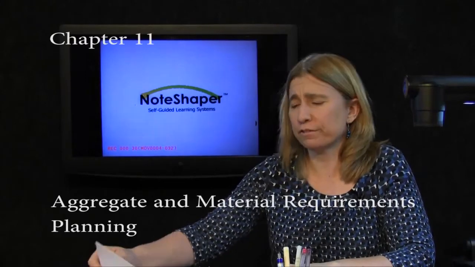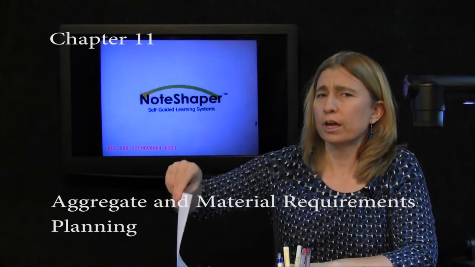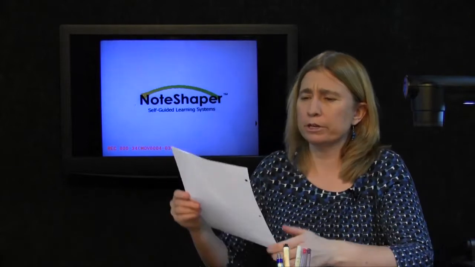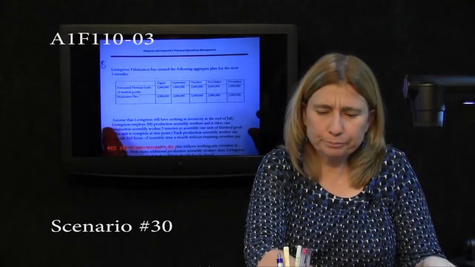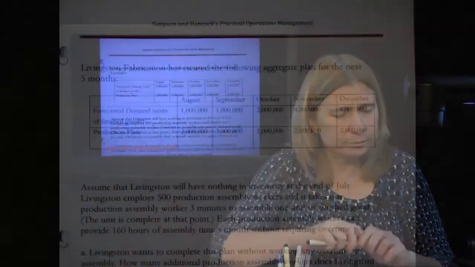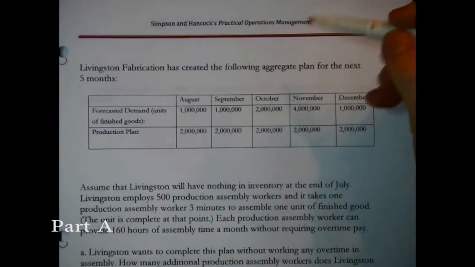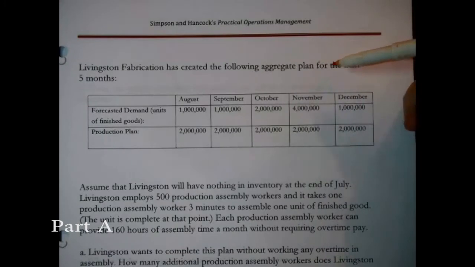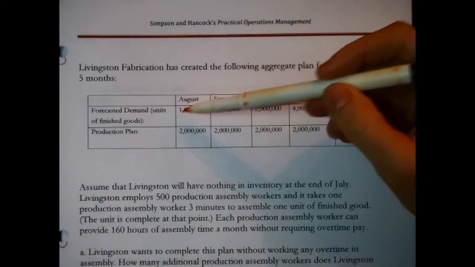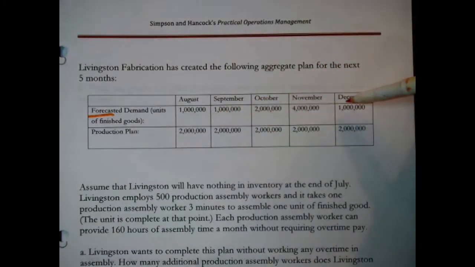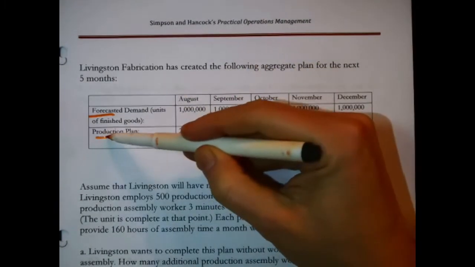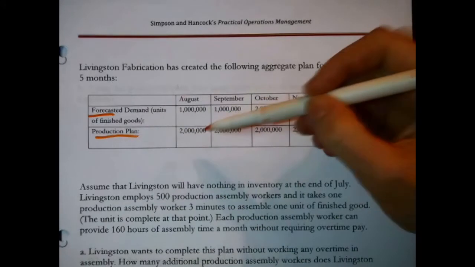The Livingston fabrication scenario is a good opportunity to practice some of the logic of aggregate planning. Let's take a look. Livingston Fabrication has created the following aggregate plan for the next 5 months. Okay, so we see a forecast over those 5 months, and notice that we have a plan. We don't have to figure out the plan, we have a plan.